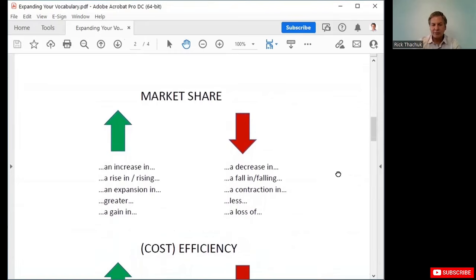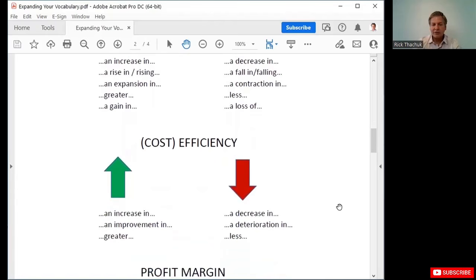Let's look at market share. If we're talking about market share, well, we can say an increase in market share or a decrease in market share. We can say a rise in market share or rising market share, a fall in market share or falling market share. This is useful for characterization of market share, an expansion in market share. The opposite, a contraction in market share. And of course, we can say greater market share or less market share. And we can say a gain in market share, a loss of market share.